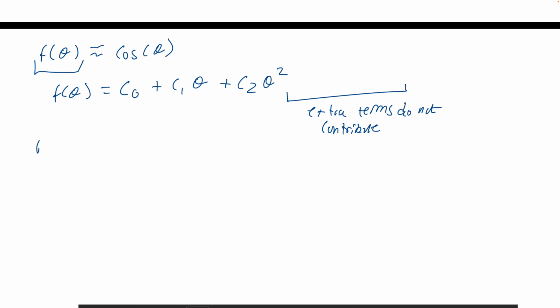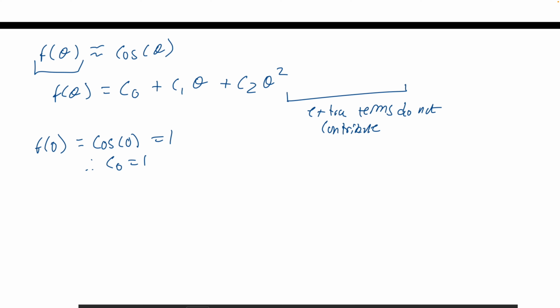So first thing we can do is evaluate this expression, cosine theta at 0, and we get cosine of 0, which is equal to 1. So therefore, c0 is equal to 1. We could take the first derivative of cosine, and we get negative sine. Evaluated at 0 is 0. Therefore, c1 is equal to 0.